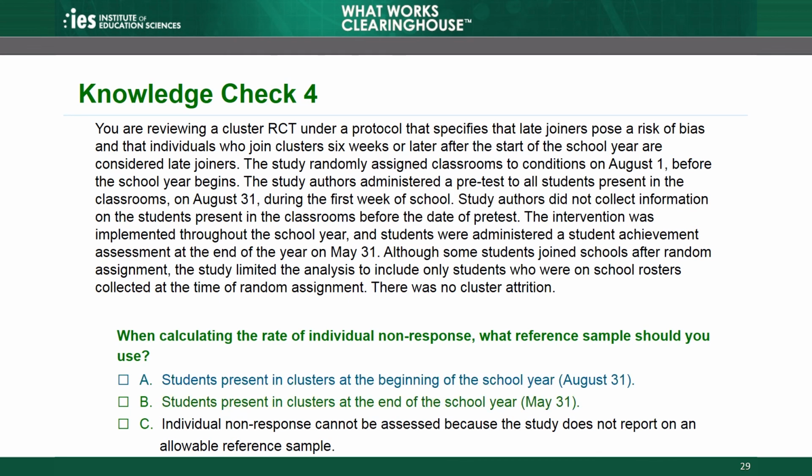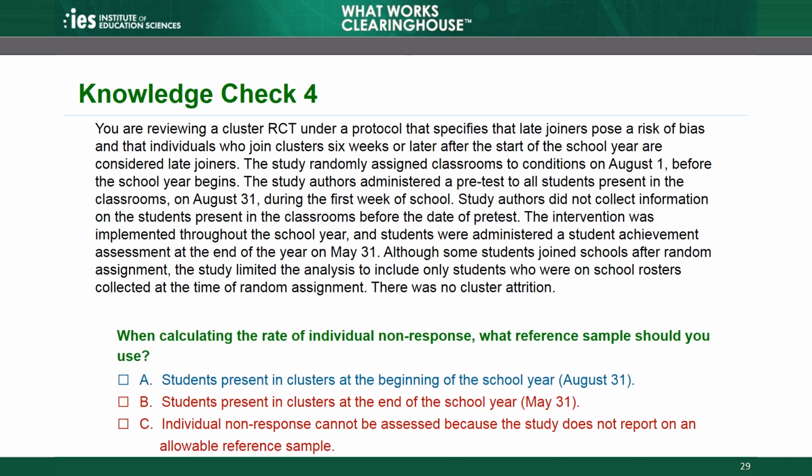A is the correct answer. Recall that the reference sample depends on risk associated with joiners specified in protocol. The review protocol specified that late joiners pose a risk of bias, so the WWC standards would allow one of two reference samples: students subject to random assignment and students present in clusters in the early period. In this study, the study collected August 31 rosters, which is during the early period, so the WWC would use students present in clusters at the beginning of the school year when calculating the rate of individual non-response.